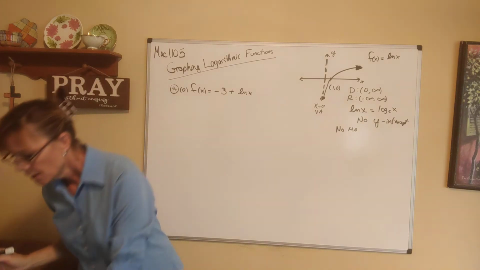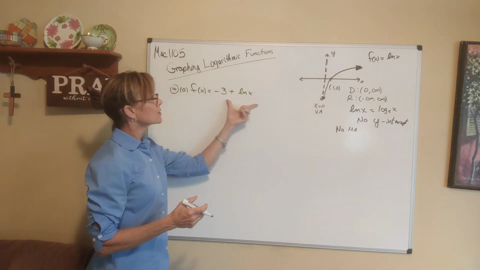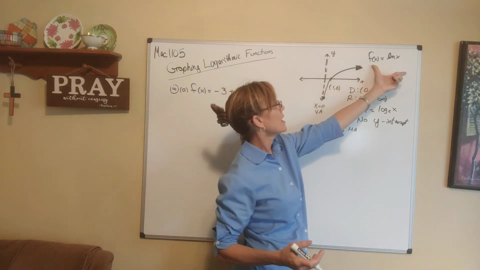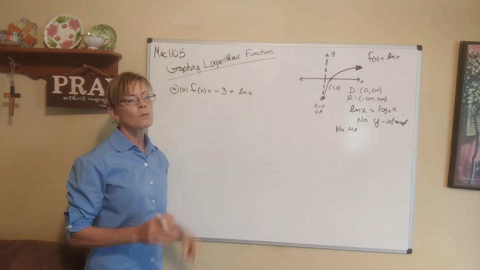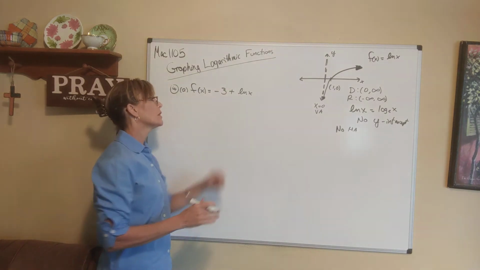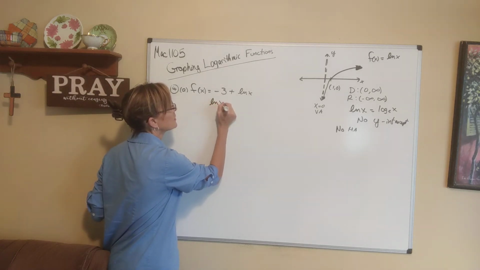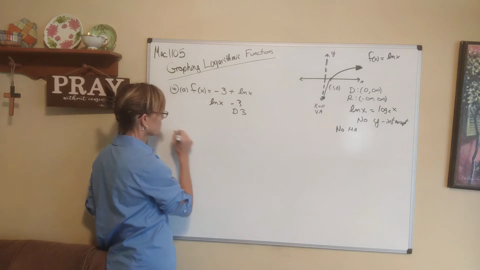Okay, so what are they asking us to do here? Well, there's only one thing that's changed from our basic graph of the ln of x, and that's this -3. This is a vertical shift. Most of the time we talk about a vertical shift being tacked on the end. They put it in front. This is the same thing as the natural log of x - 3. So this is going to be down 3. That's what we're looking at.